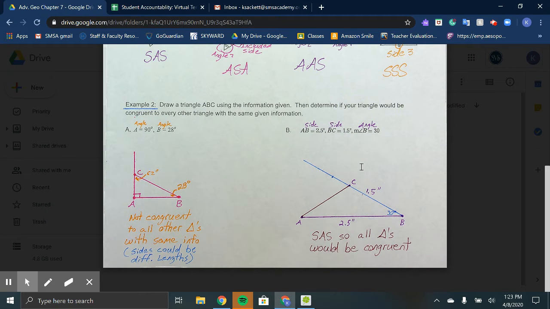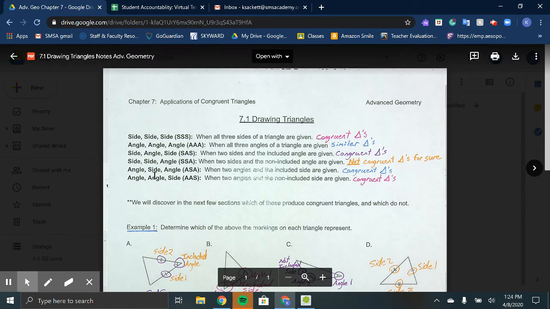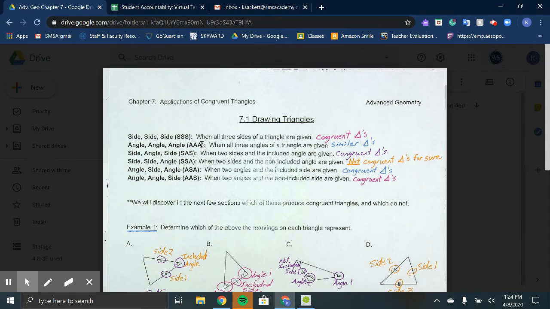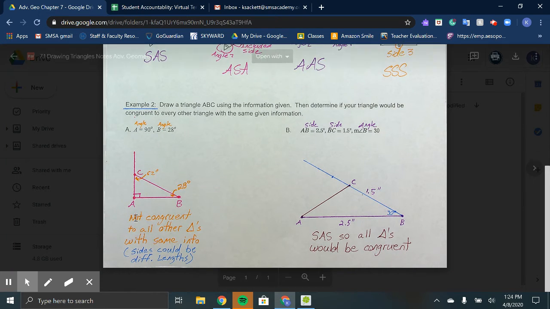If we look at A, what they told us was angle A being 90 degrees and angle B being 28. So they gave us 2 angles and no side information. I'm going to come back to how to draw the triangle, but I drew it so I had a 90 degree and my 28. I know my third angle is 62, but looking up above, does angle, angle, angle always create congruent triangles? No, it does not, because they can be similar. So, not congruent to all other triangles with the same info. The sides could be a different length.